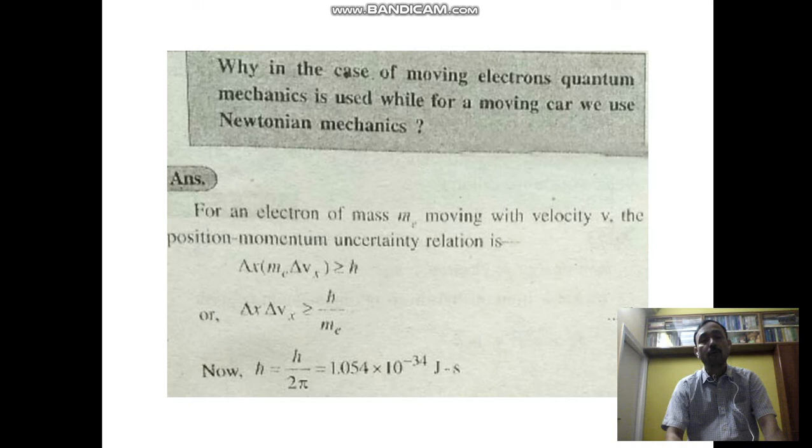For an electron of mass me moving with velocity ve, the position-momentum uncertainty relation is Δx Δpx ≥ ħ. So px means here for the electron me Δve ≥ ħ. So Δx Δve ≥ ħ/m. ħ, its value h/2π, is equal to 1.054 × 10^-34 joule second.